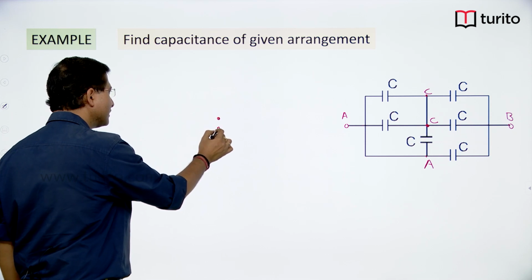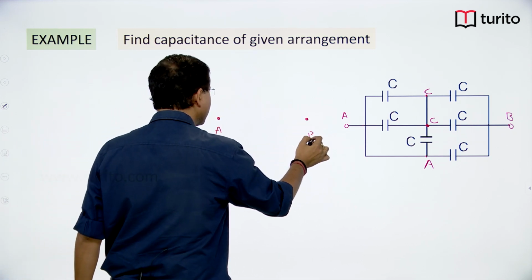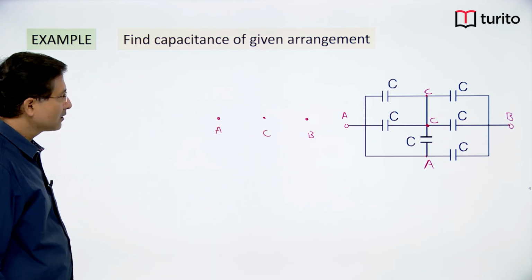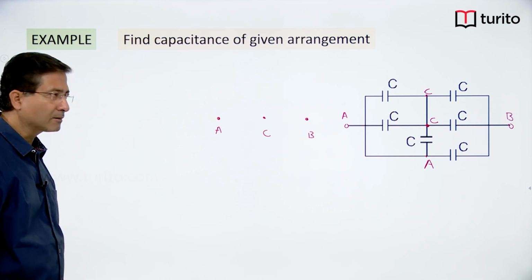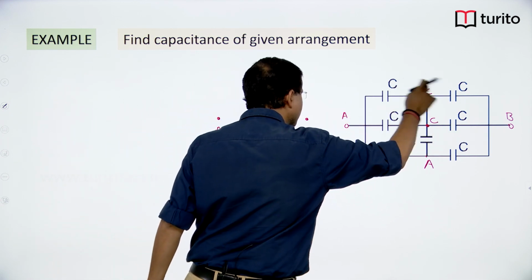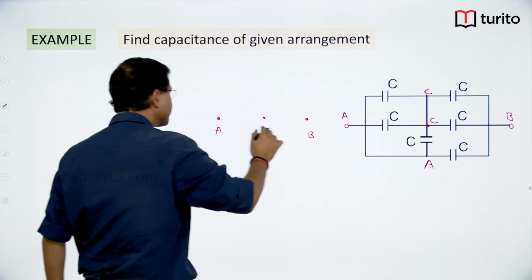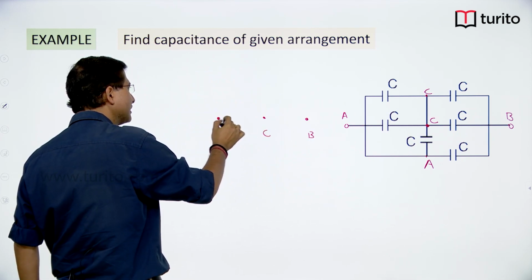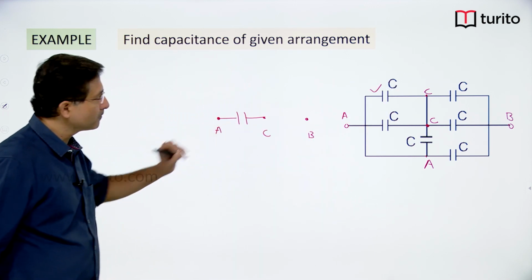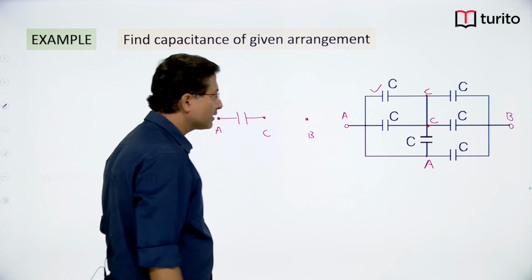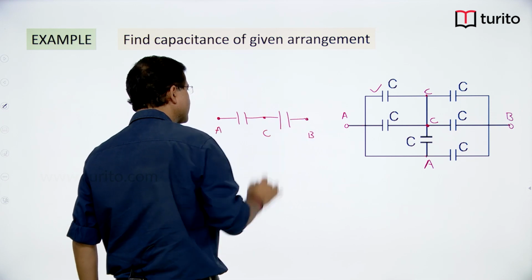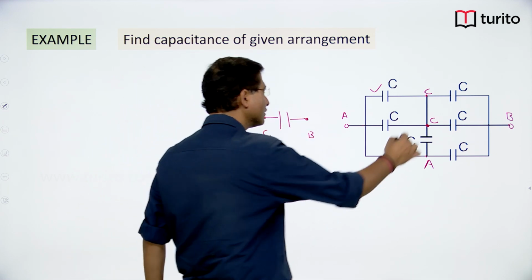So this is the A terminal and this one is the B terminal, and there is some intermediate terminal C. So let us start placing all the capacitors. I will start from this branch. Between A and C there is one capacitor, so this is over. Between C and B there is another capacitor, so between C and B I will place one capacitor. This also is over.